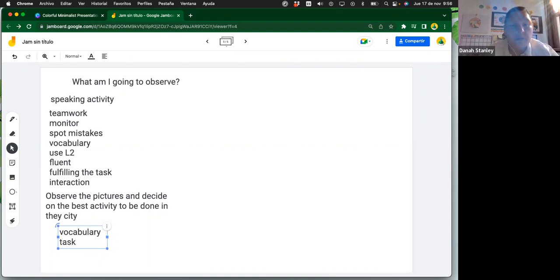Task, use of L2. This is the evaluation, guys, okay? So be careful. This is what I'm going to take into account for this activity, okay? So you have 10 minutes. Begin, start. And I can play some soft music. And I start monitoring it.